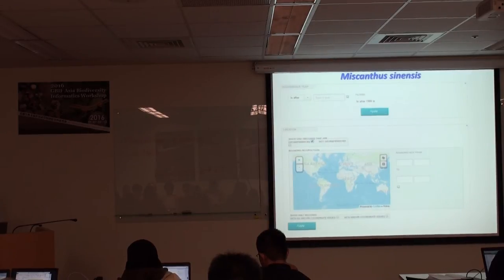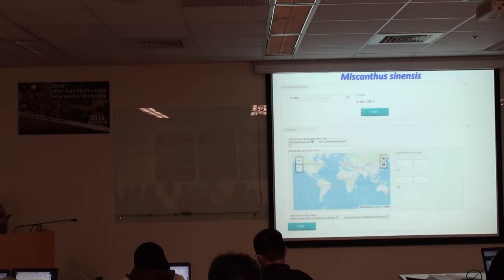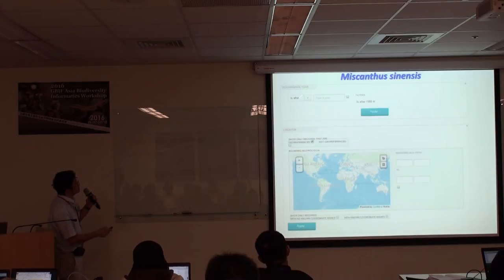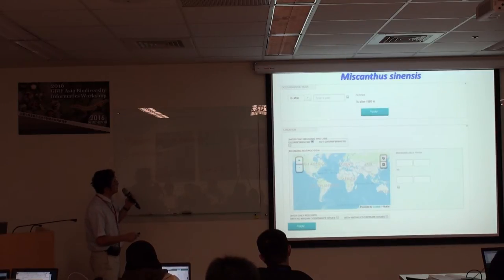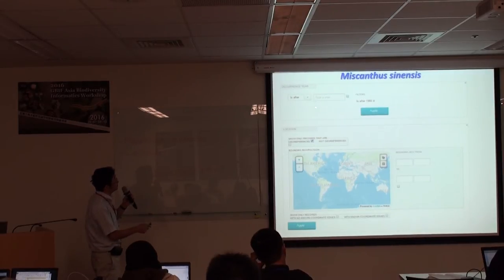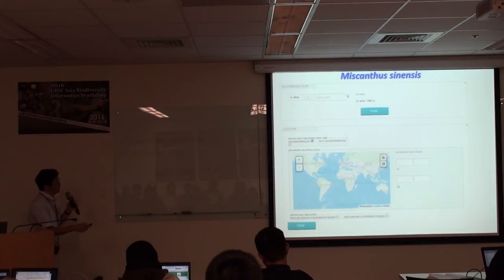Okay? And then I set since 1980, that's the time range. If you go to the occurrence year, you can see this dialogue box, and you can choose from is after, or between, or something. In this case, is after, and you choose the year 1980, and then you can apply.